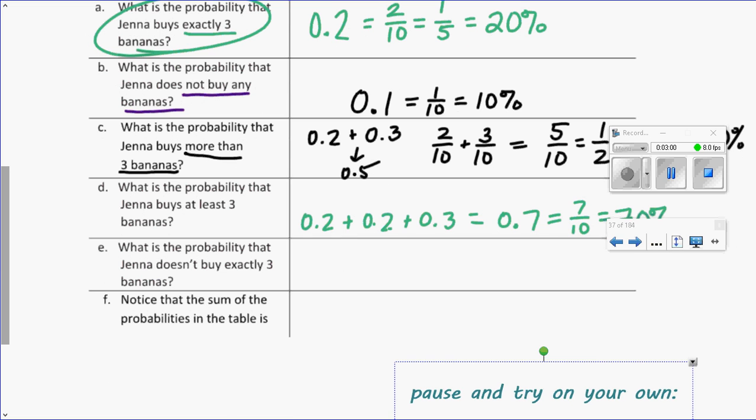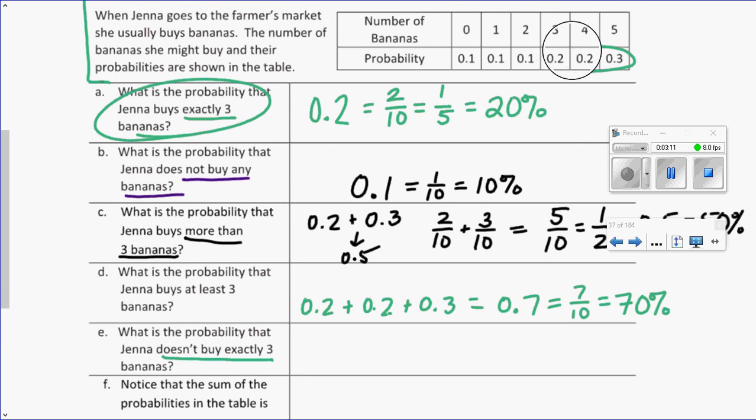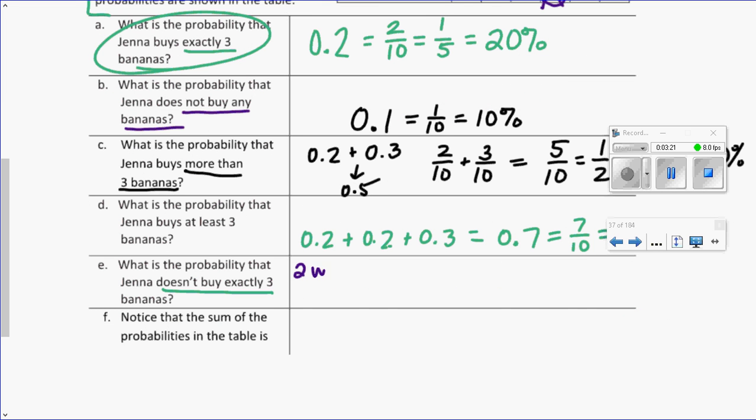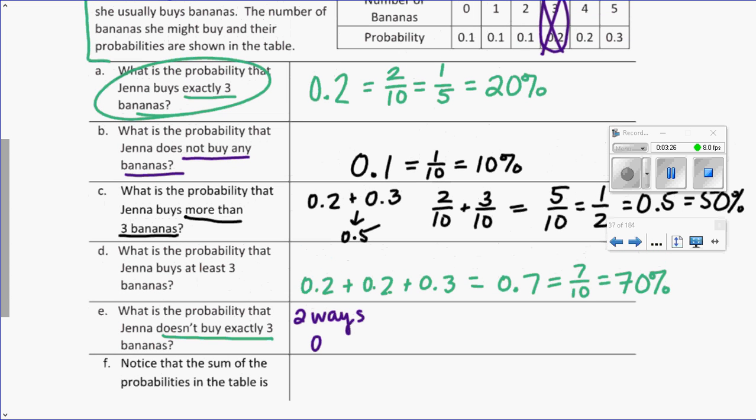Okay, what about the probability that she doesn't buy exactly 3? Doesn't buy exactly 3. So anything except for 3. So basically we're taking that one out. Well, there's two ways you can do it. You can do it the long way, which is to add up all the probabilities. So she's either going to buy no bananas, 1 banana, 2 bananas, 4 bananas, remember we're not including 3, or 5 bananas. And you can add all those up.